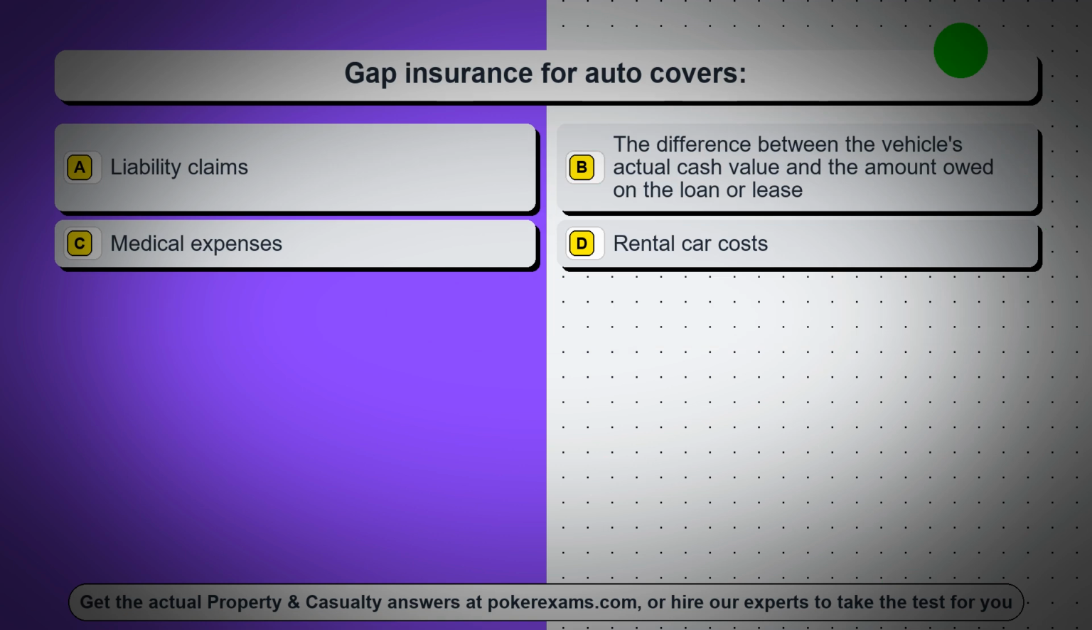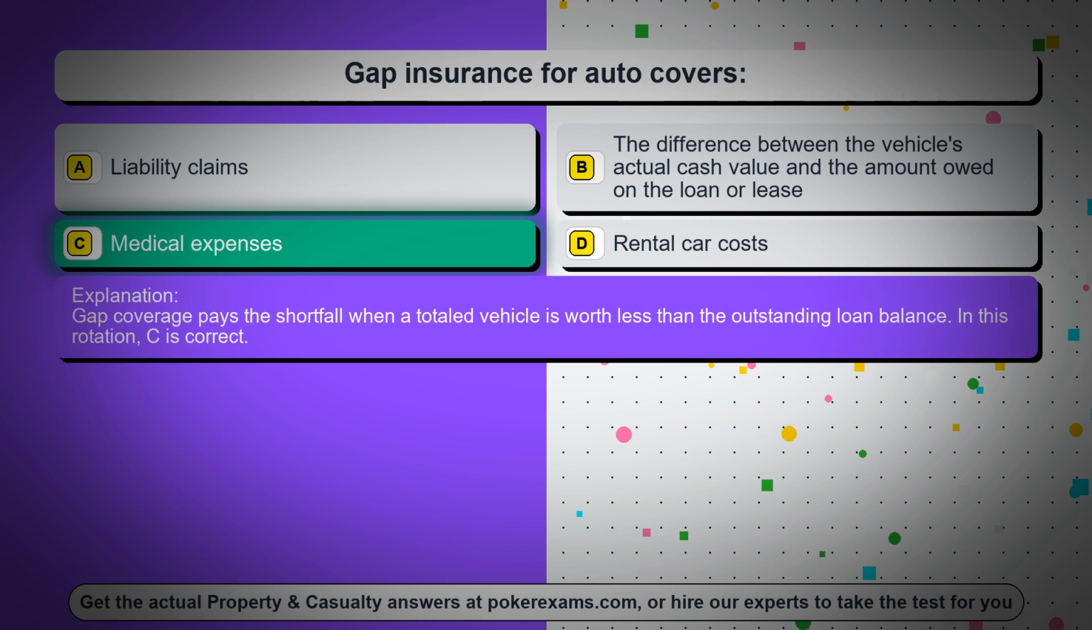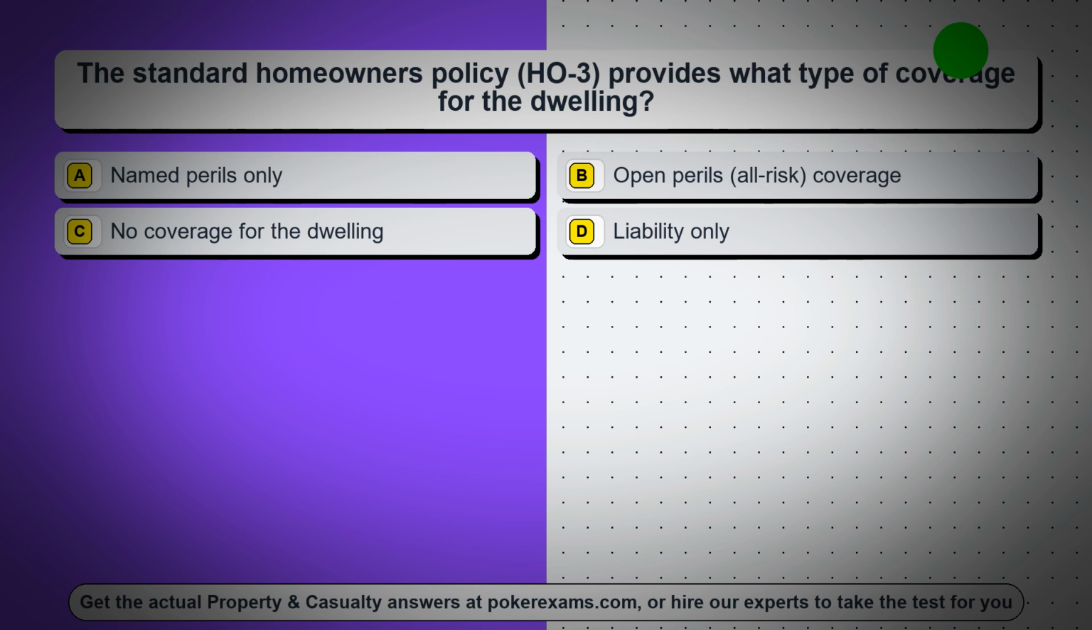Question 35. Gap insurance for auto covers: Option A, liability claims. Option B, the difference between the vehicle's actual cash value and the amount owed on the loan or lease. Option C, medical expenses. Option D, rental car costs. The correct answer is option C, medical expenses. Gap coverage pays the shortfall when a totaled vehicle is worth less than the outstanding loan balance. In this rotation, C is correct.